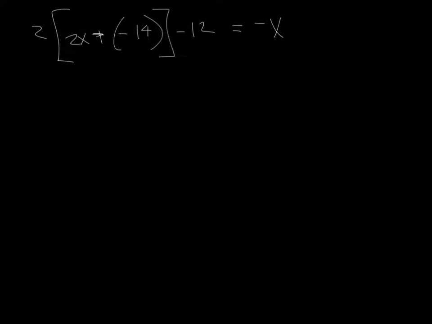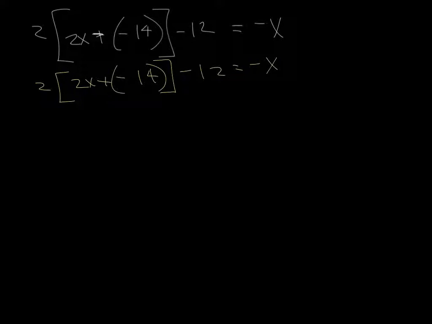Okay, let's go ahead and do this. 2 times 2x plus negative 14. Okay, so far I haven't really done anything. Minus 12 equals negative x. Okay, I thought maybe I could do something in the parentheses. I can't. Alright, so let's go ahead and distribute. 4x minus 28, because 2 times negative 14 is negative 28. Now we have minus 12 equals negative x.